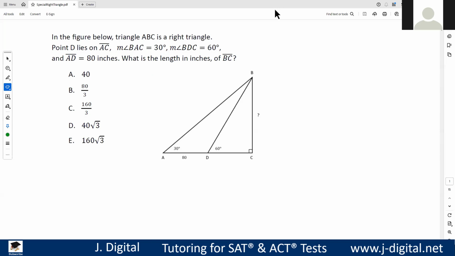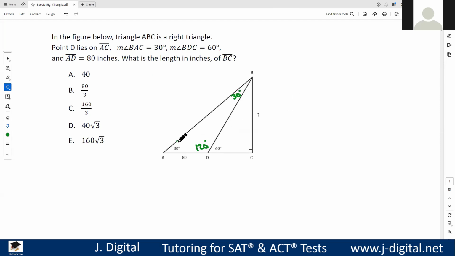I posted a video on this question before, but there's an easier way to solve this one. Now, if we look here, we get 60 degrees here. That makes this 120 degrees here. The smaller triangle, the ABD, you got 30, you got 120, that's 150. We got 30 left over, so this is actually 30 degrees here.